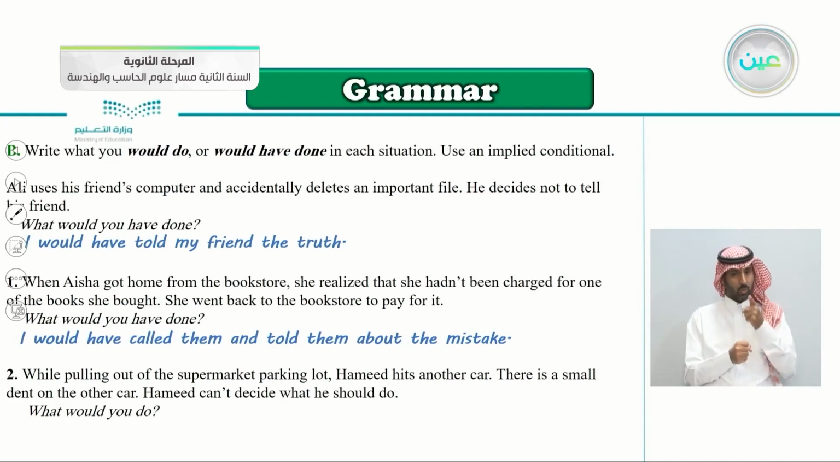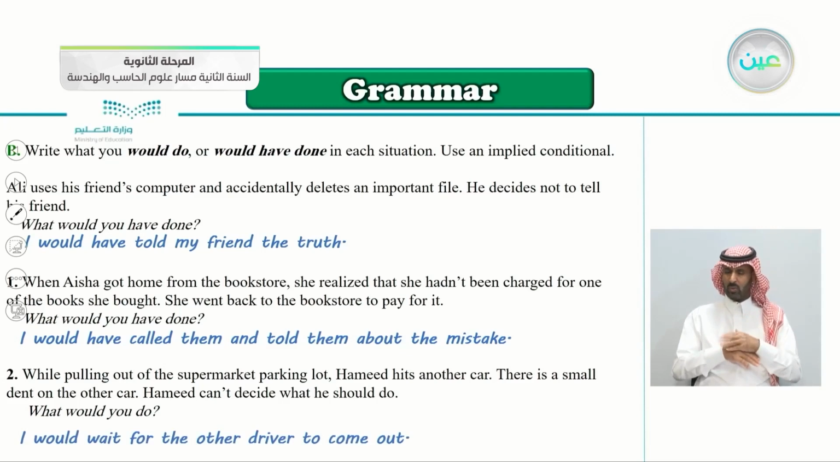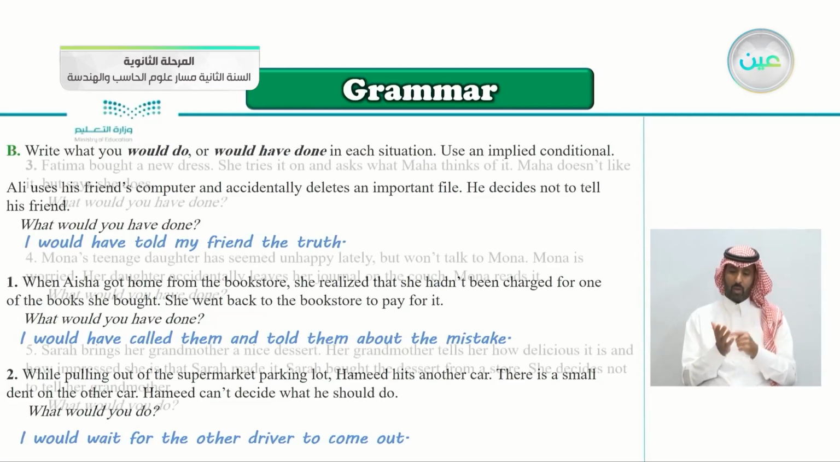When you want to get out of the car park, you accidentally scratch or hit another car. What would you do? What's the moral thing to do? Of course, I would have waited for the other driver to come out. So I would wait. What would you do? I would wait for the other driver to come out. Or maybe if it takes too long, I would just leave my phone number, then we can work it out.